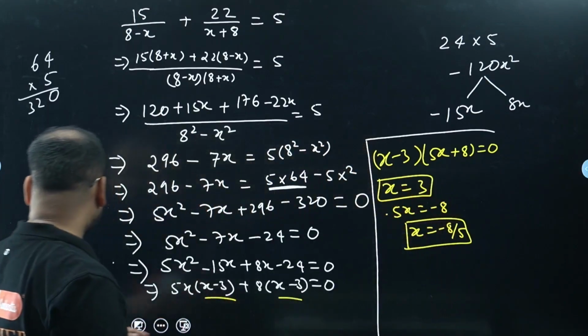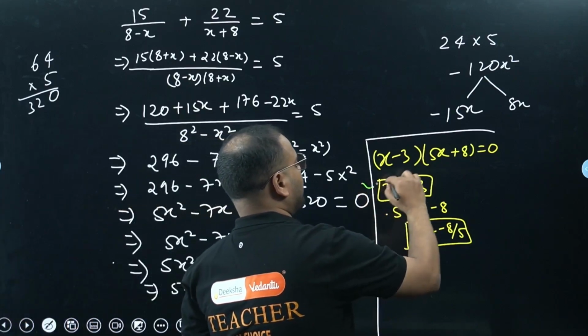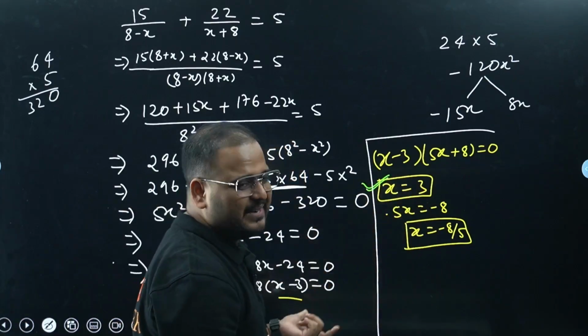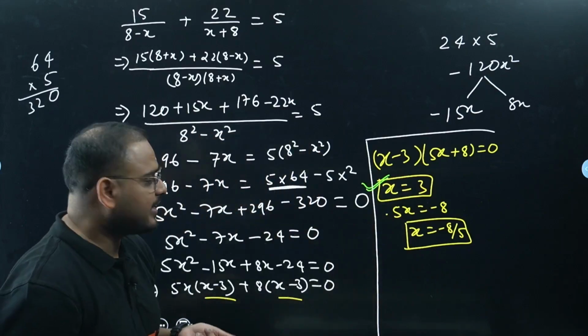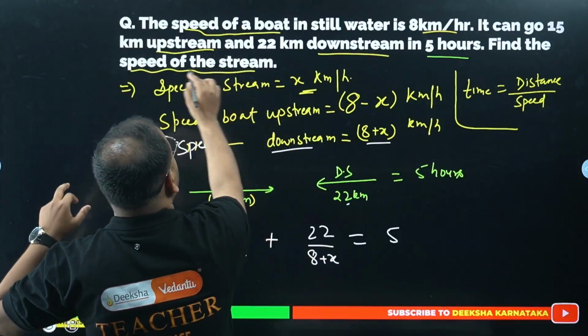Now, I have two answers. Which of them is right? This one. Why is this right? Because speed will not be negative, no? Speed will not be negative. We are looking to find what? Speed of the stream. Check here.